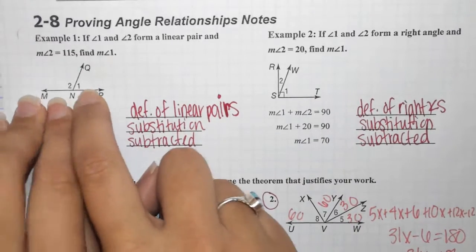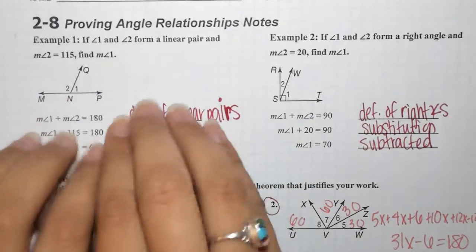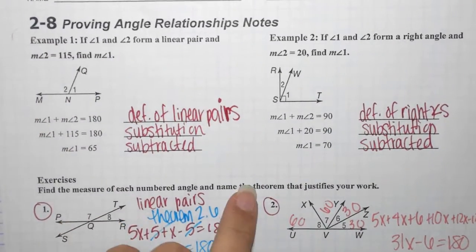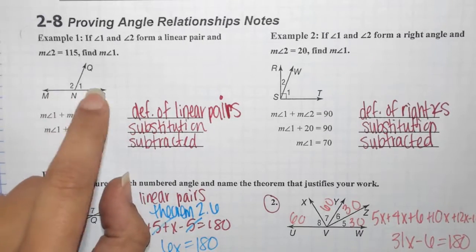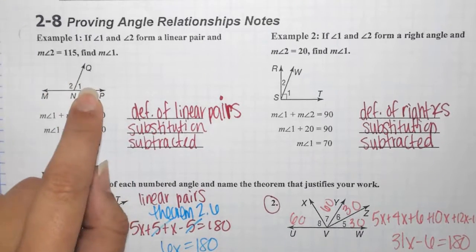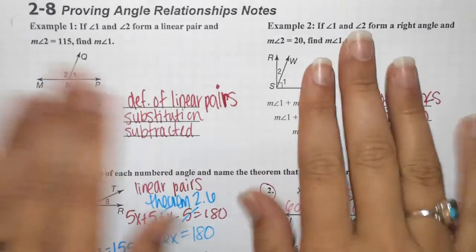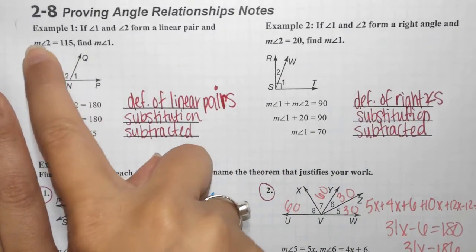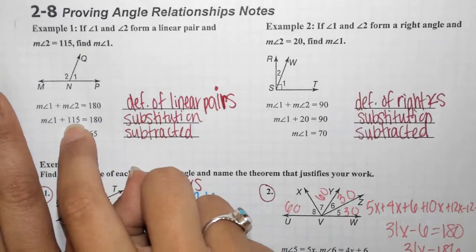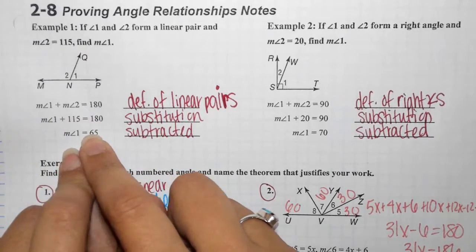Why did we add these two together and set it equal to 180 on this first problem? Because it's a linear pair, and that means that they make a line. And what's the sum of a line? 180. Good. Then we substituted in because they gave us the measure of angle 2, and then we subtracted so that we can get angle 1.